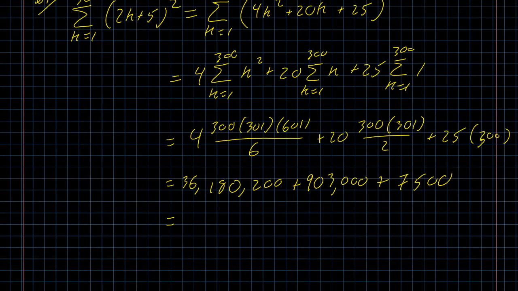One last step, adding these things together: 36,180,200 plus 903,000 plus 7,500, my calculator tells me is 37,090,700. It looks really messy, but it's just a game of doing some computations.